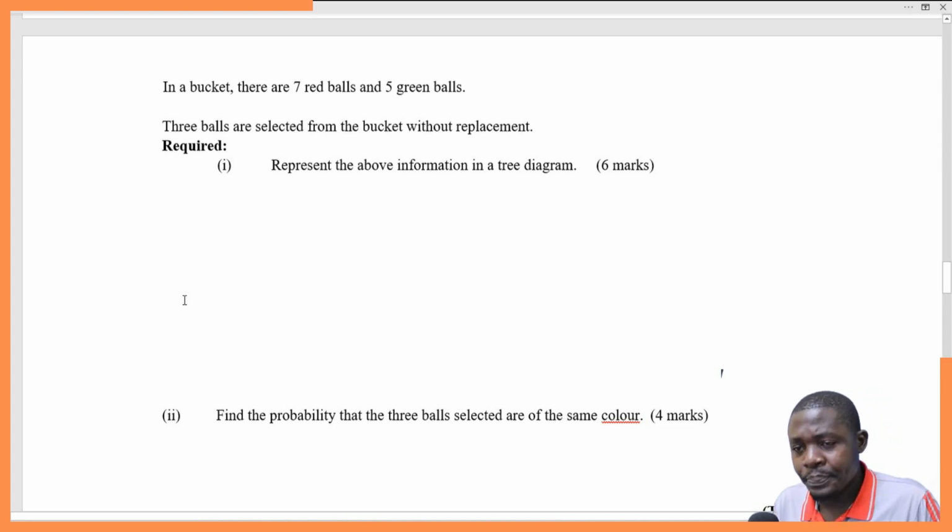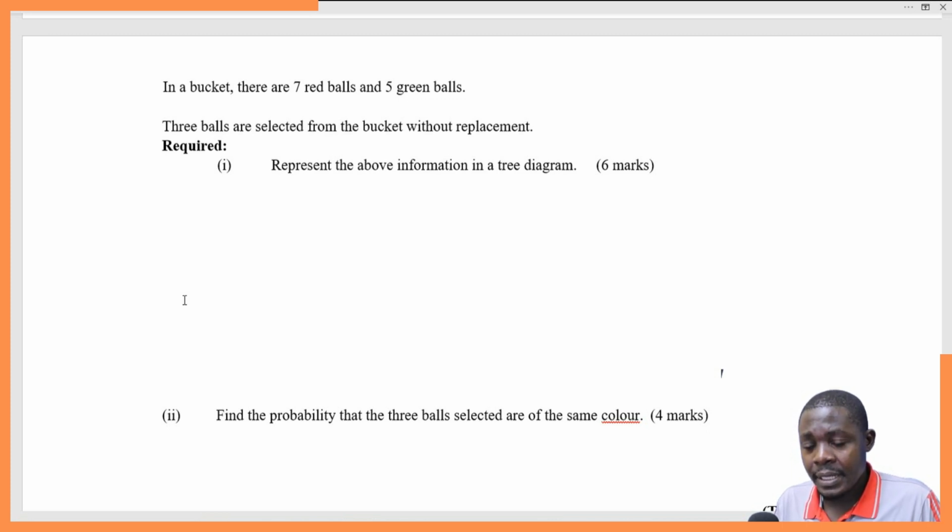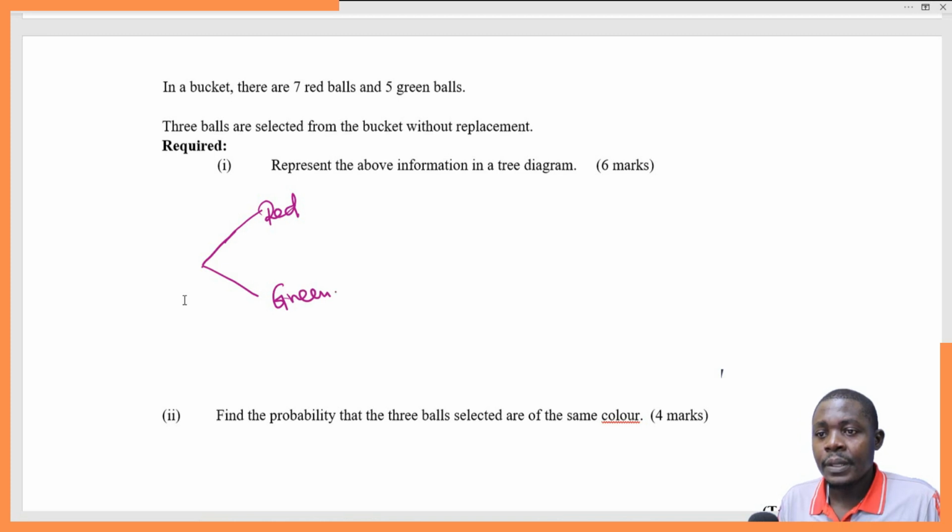Now, how do we present the tree diagram? This is what we do. Remember, this is a basket. Let me draw this particular basket. This basket has two balls of different color. We have the red, then we have the other color, which is green. Now, the probability we have is the total number. We have 7 over the entire units, which is 12. And here we are going to have 5 over 12.